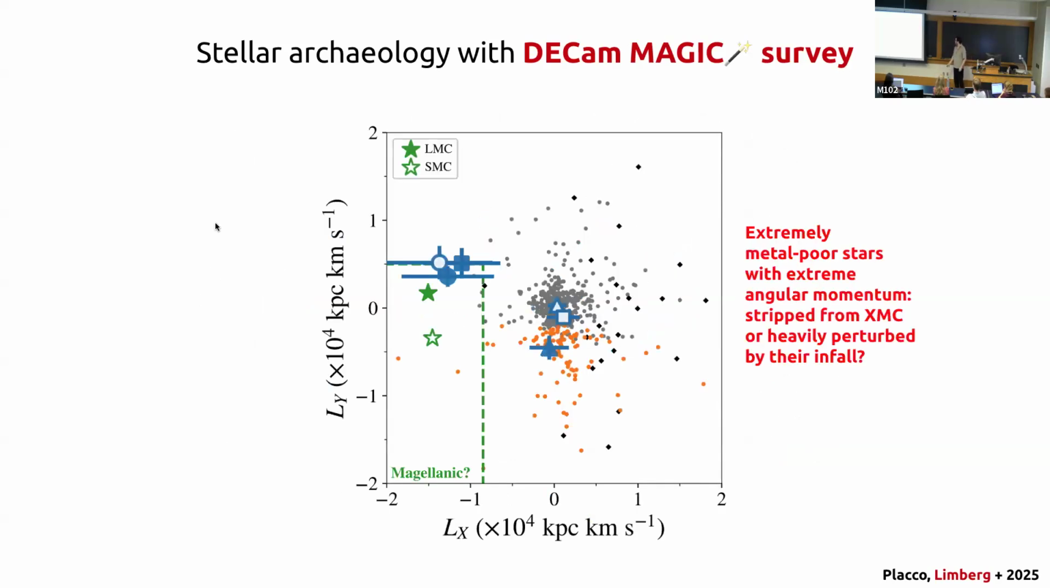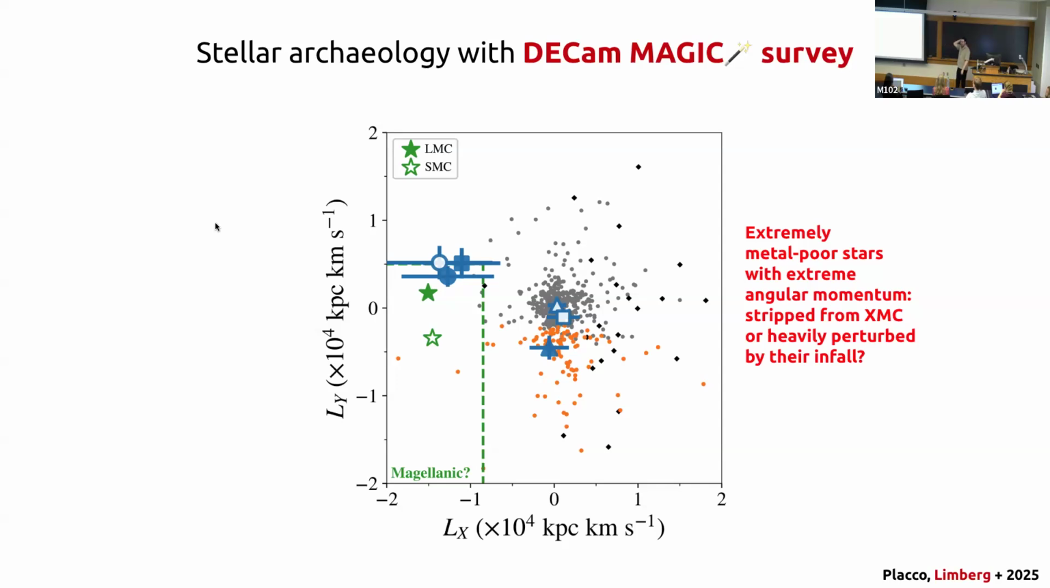And it just so happens that in this same paper, we found a bunch of stars. We were getting high resolution spectroscopy and abundances for a bunch of stars of this extremely low metallicity kind in the MAGIC survey. And it just so happens that just by looking at stars that are extremely metal poor in the outer halo of our galaxy, we found a bunch of them coming from the LMC.